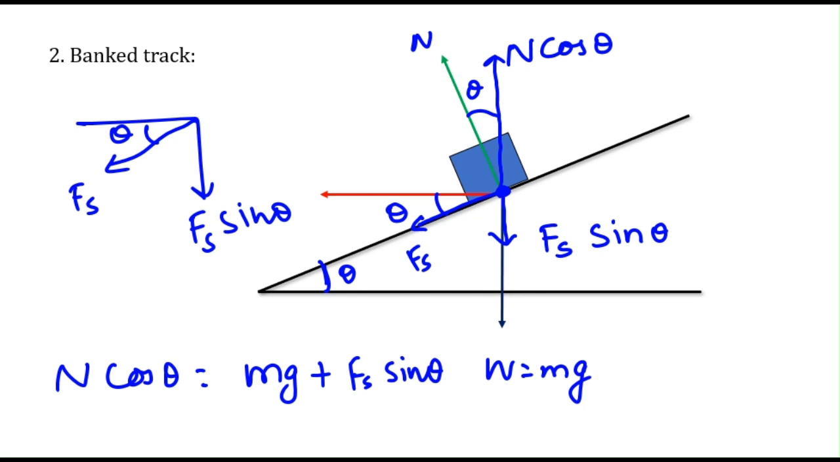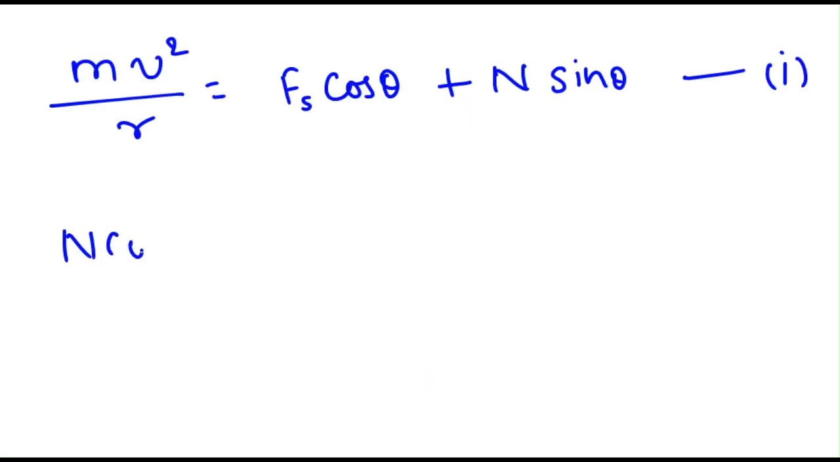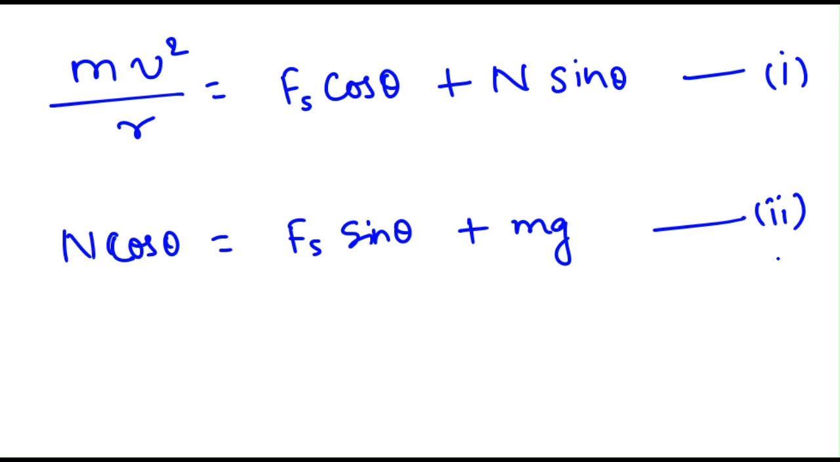So I'm going to write it here. N cos theta equals Fs sin theta plus mg. This is the second equation. Okay. Now let's say Fs equals mu s into N for maximum or for its limiting value, so that we can get the maximum value of this velocity.